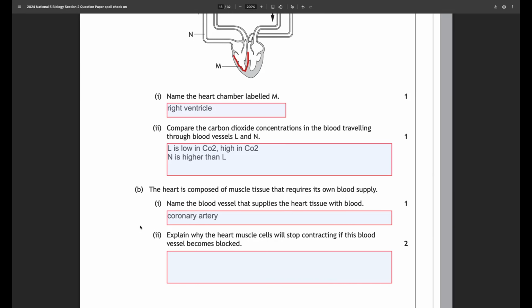You need to know it's the coronary artery. That supplies the heart with its own supply of blood, which it needs for the oxygen for aerobic respiration, so it can produce ATP and the heart muscles can contract. Which leads us on nicely to part B.